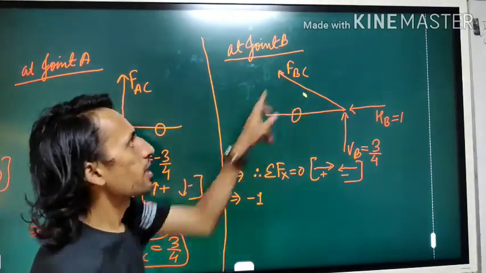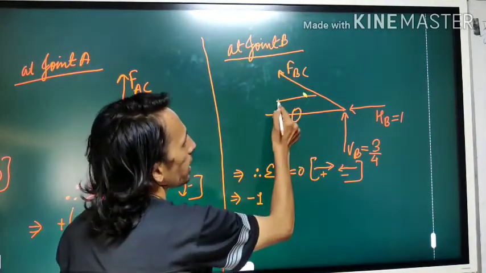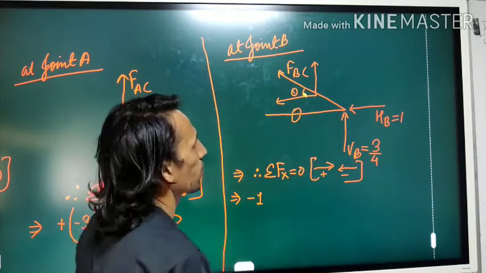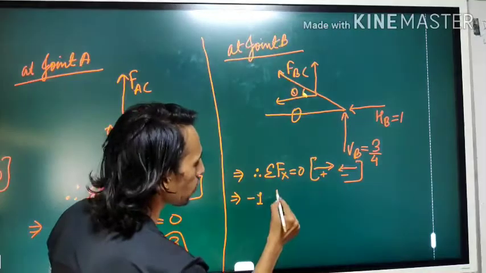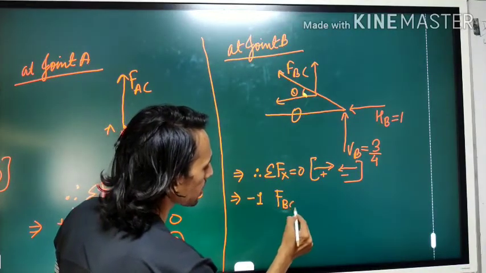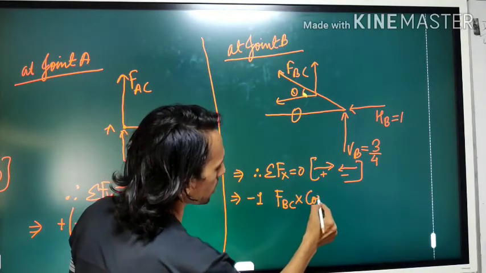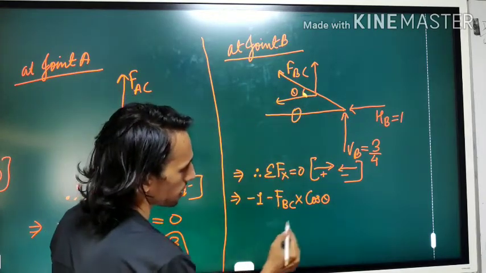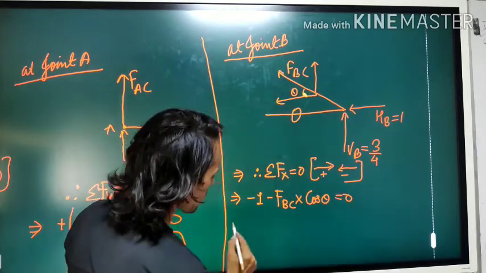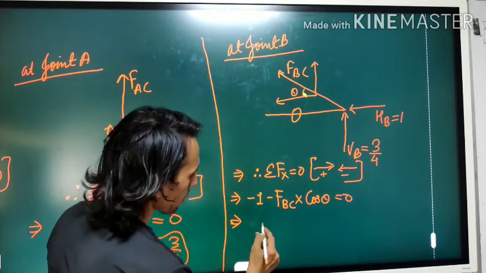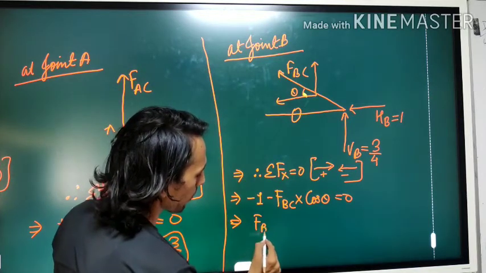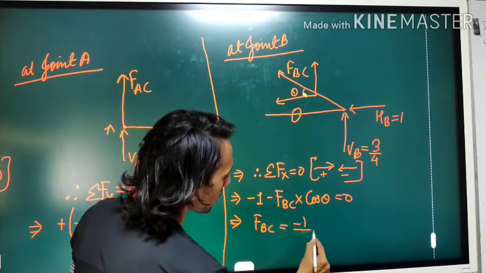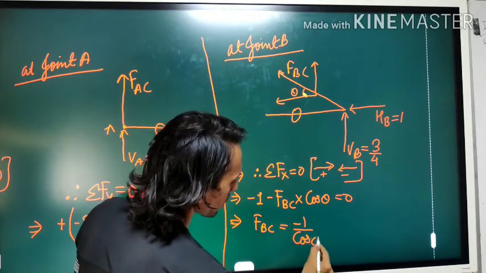What else is there? FBC. Its component in the horizontal direction. So what will be the component in the horizontal direction? FBC into cos theta. What is its direction? This side, so minus. So from here you can calculate the value of FBC is minus 1 divided by cos theta.